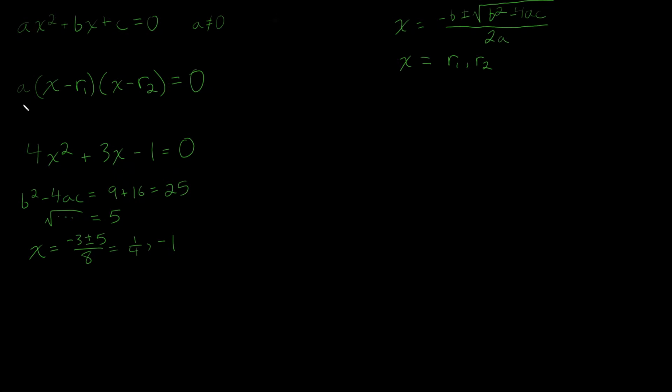So going up to this handy formula here, I'll switch colors, and we'll plug in. So we get 3, that's a. Nope, 3 is not a, it's 4. Gotta actually pay attention to your numbers. 4 times x minus 1/4 times x plus 1 is equal to 0. This is a factorization of our original quadratic.